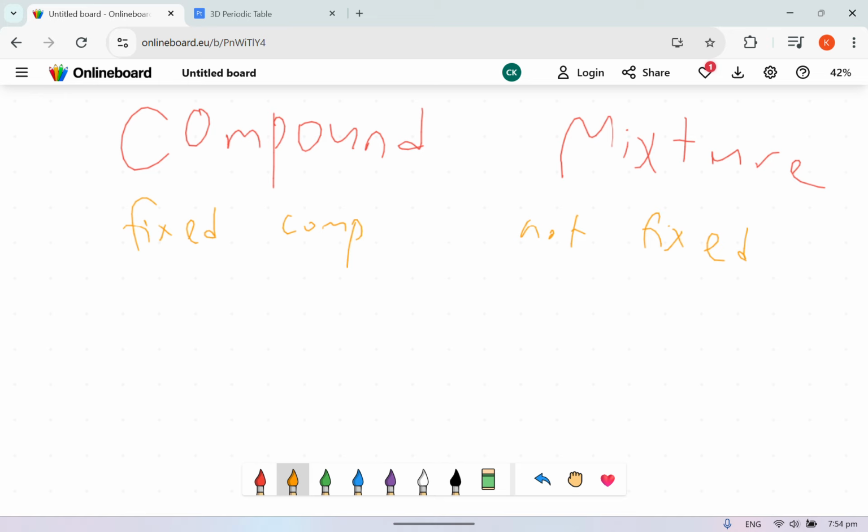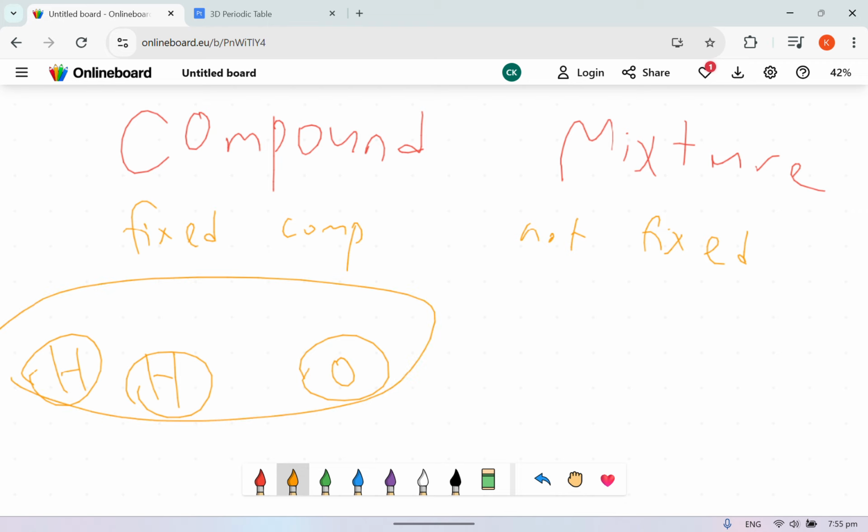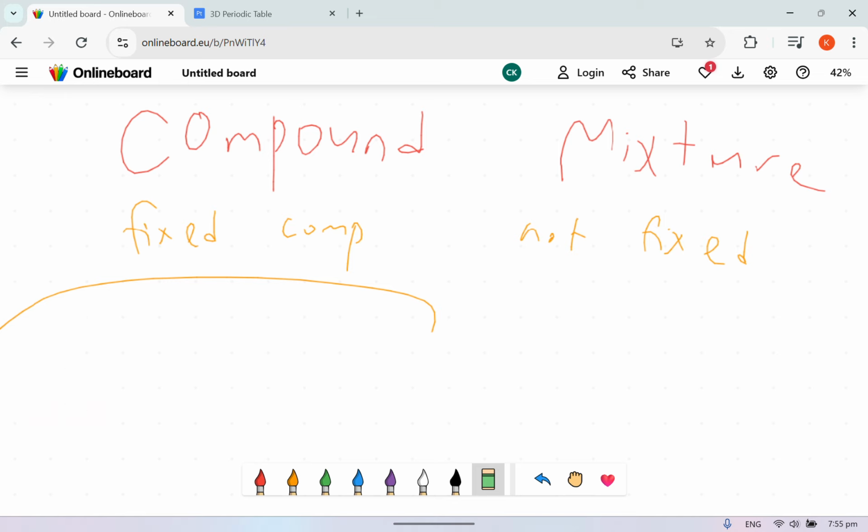Now, another thing is a compound has its own set of properties. Here's the thing. I have 2 hydrogen atoms. I have 1 oxygen atom. Hydrogen has its own properties, oxygen has its own properties. But when you mix it up in one compound, that new thing that you have has its own properties already. It's like magic, okay? It has its new properties. I can't think of an analogy right on the spot, but you get what I'm trying to say?